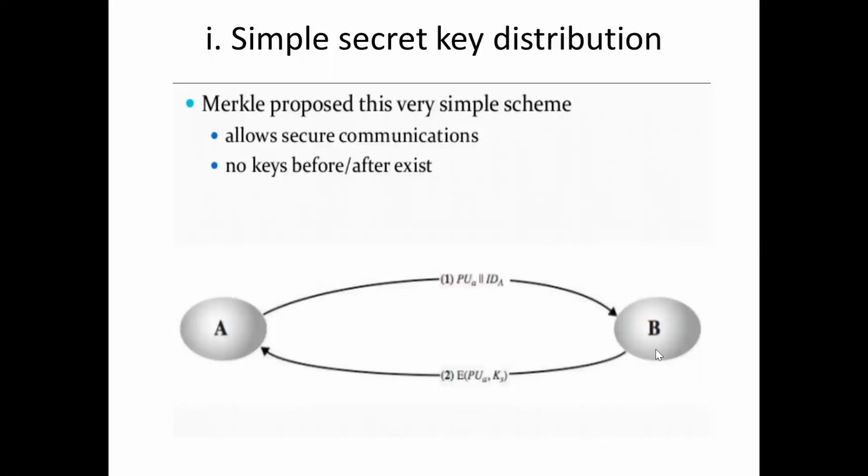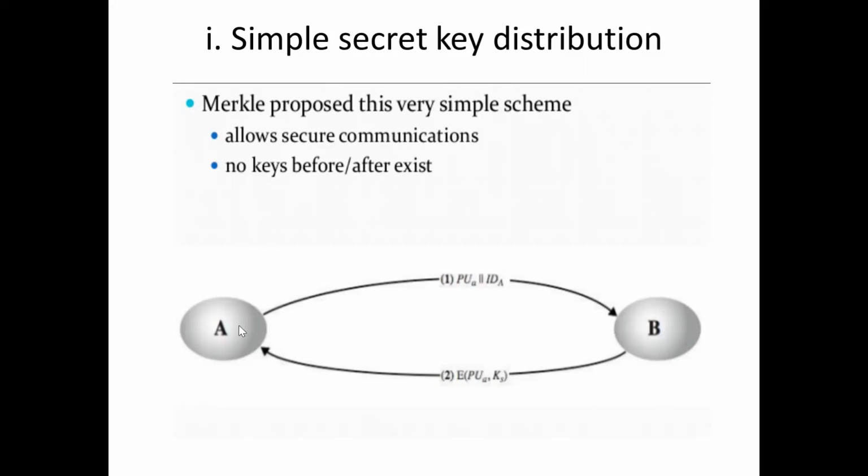After that, the responder has to encrypt the message by using the initiator's public key. What is encrypted is the session key, KS. That session key is valid only for that session. After completion of that session, the next key is used. That's why it's more secure. It allows secure communication, and no keys before or after exist.